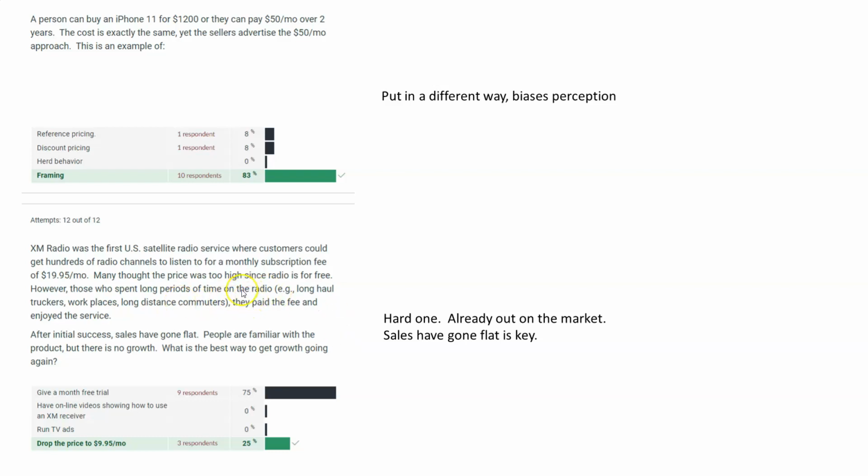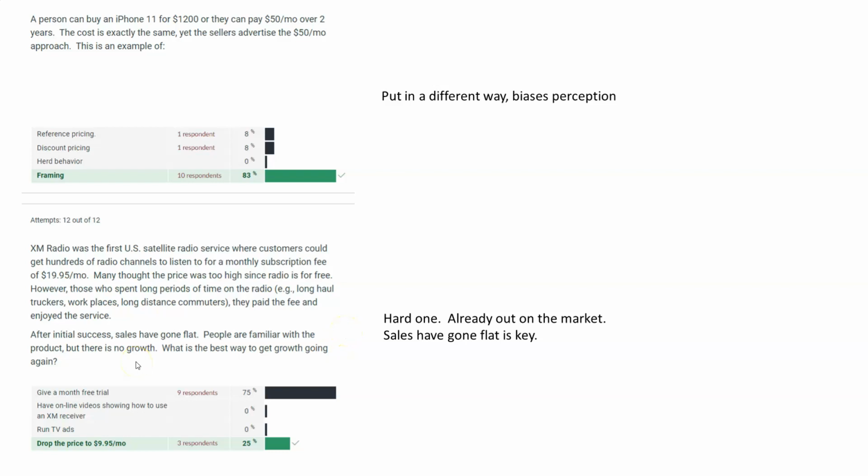And the people who spend a lot of time that need radio, those are the ones who are willing to pay for it because it was an upgrade. Now, after initial success, sales have gone flat. And so right away, this should make you start thinking about the chasm, that it went up, went flat, and went out. So now I have to get across the chasm. That's what this question is about.